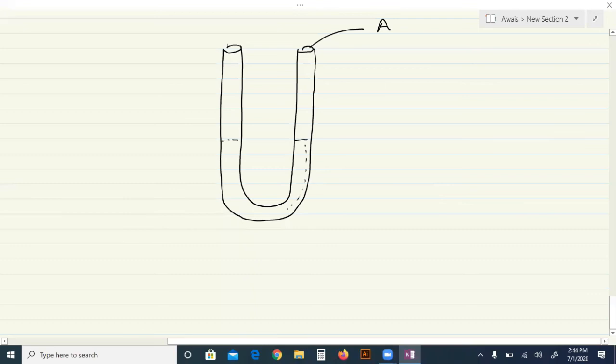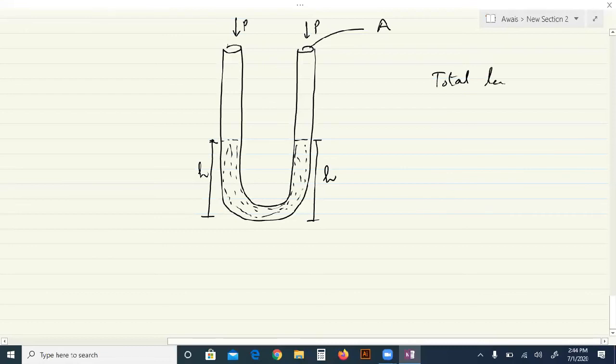Incompressible liquid is poured in it. The height of this liquid on both sides will be the same, because at both ends the same atmospheric pressure is exerted. So suppose one side height is h, then the other side height is also h. So what is the total length of the column of liquid? It is L plus L. It becomes 2h. This side length, this side length. So L is represented by h, so it's 2h.